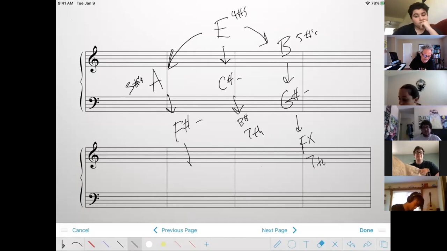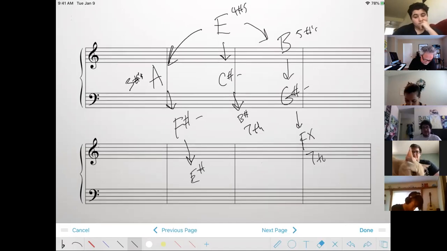Now, what's the seventh of F sharp harmonic minor? E sharp. E sharp is correct. See all those steps, everybody?